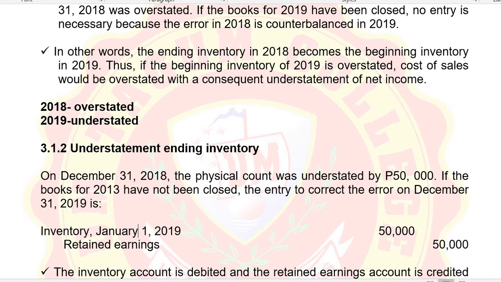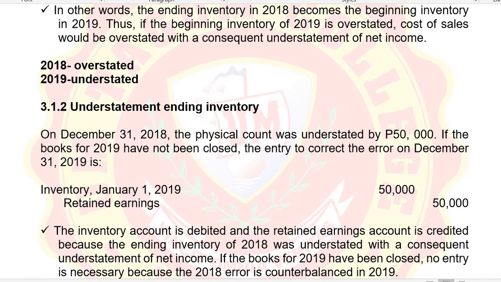Okay? Let's say, for example, on December 31, 2018, the physical count was understated by 50,000. So, if the books for 2019 have not been closed, the entry to correct the error on December 31, 2019 is to debit inventory for 2019 and credit retained earnings for 2019. Okay? So, I've said kanina, no? Well, ang ending inventory is understated. Overstated yung cost of goods sold mo, so understated yung net income. No? So, since understated yung net income, of course, you need to credit retained earnings. Kasi understated yung retained earnings last year is due to the understated net income. And of course, you'll need to debit inventory kasi nga understated yung inventory. Di ba? Yan.